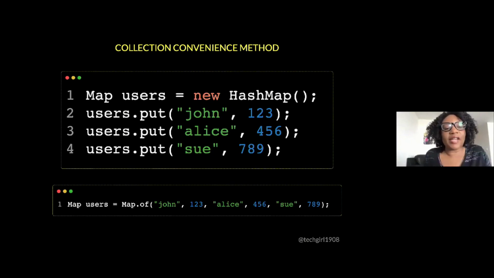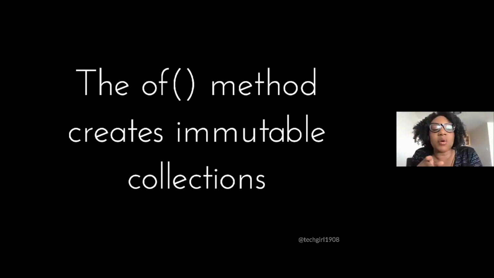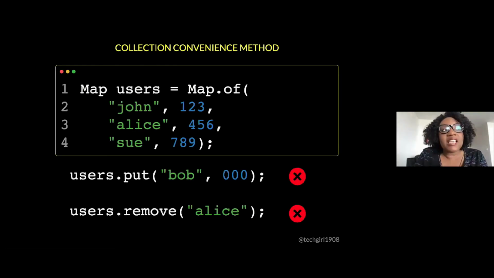All right. So one thing to note about using the of method is that it creates this collection which is immutable. What this means is that the collection cannot be changed by adding, removing, or sorting it later. So only use this when your collection won't require any changes later on in the program.